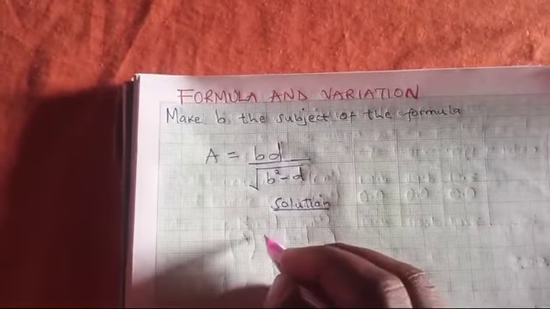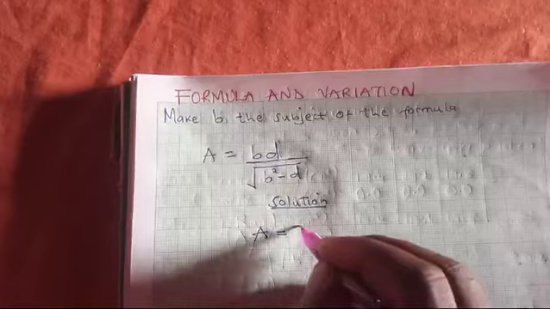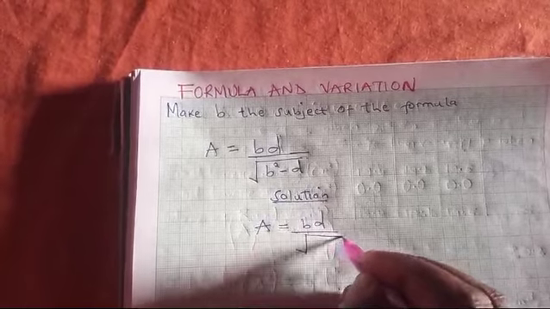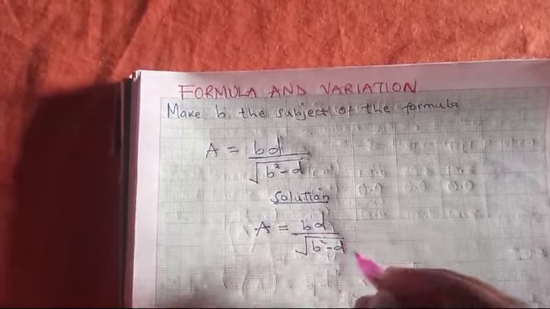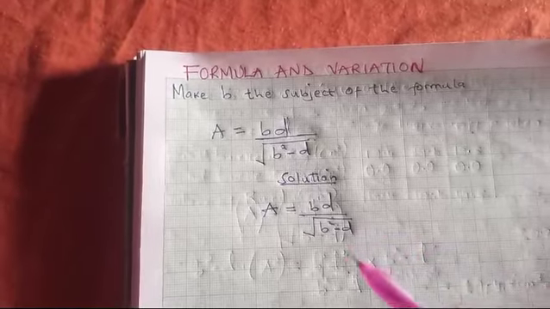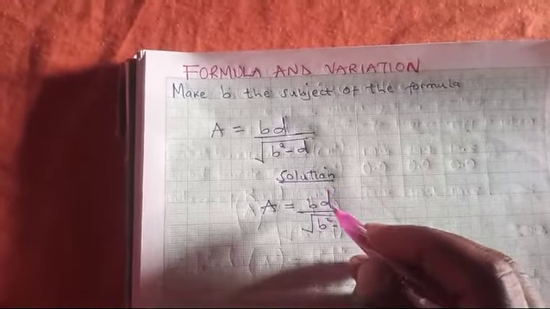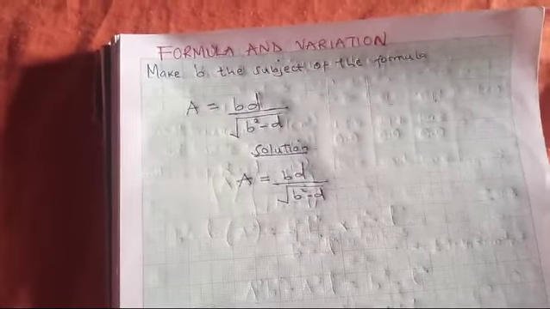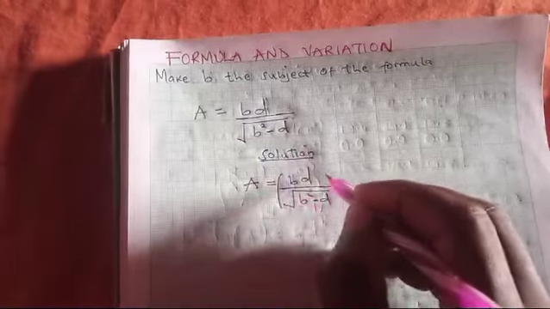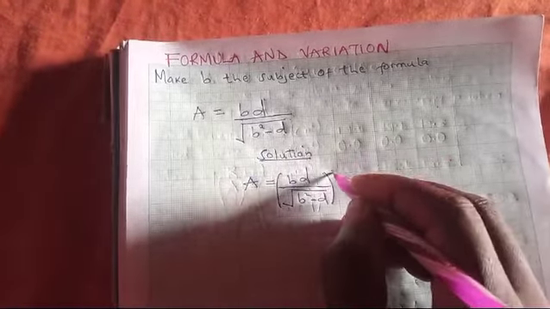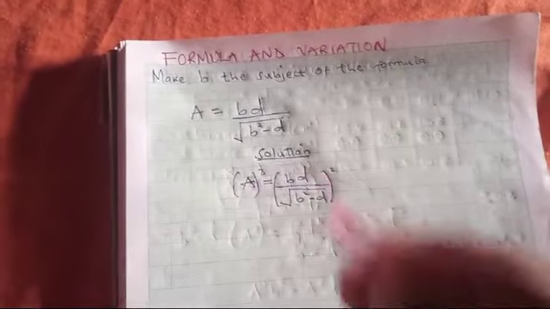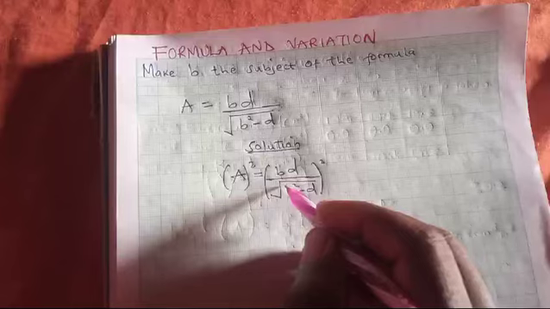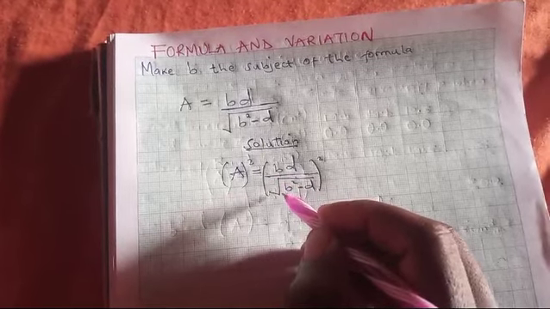The question reads, we have A is equals to BD, and we divide everything by the square root of B squared minus D. So for us to work out this question well, we'll have to eliminate the square root from the denominator part. And how are we going to do that? We'll have to square both sides. We square both sides here. We square and then we square this other side. By squaring, we will remove the square root in the denominator part.